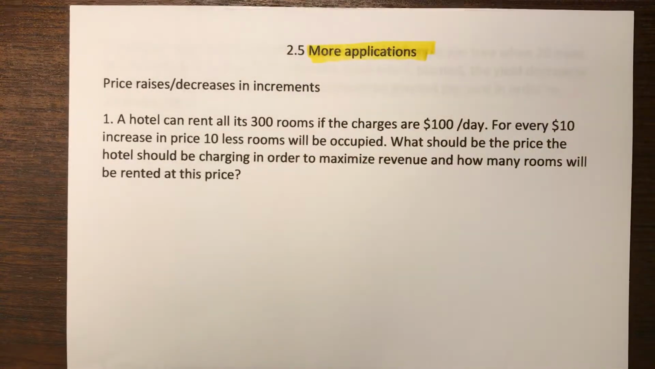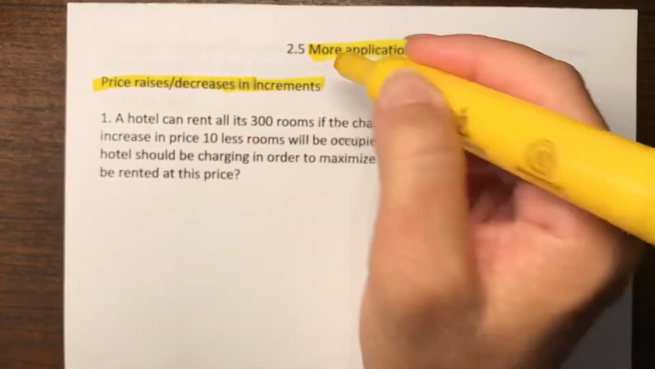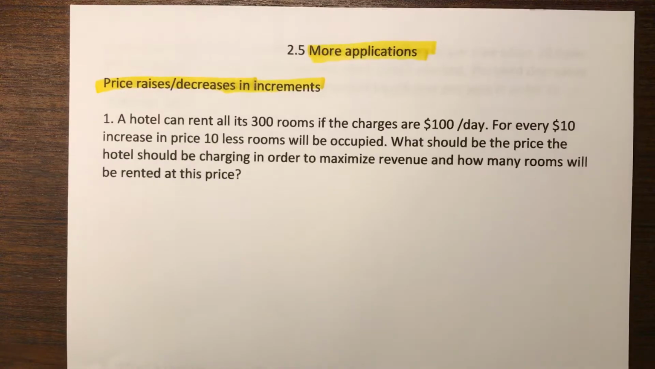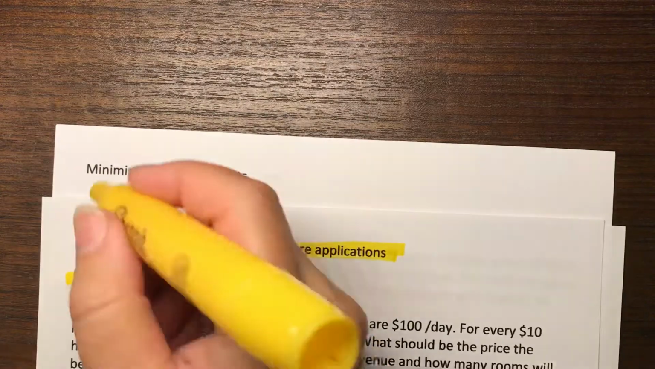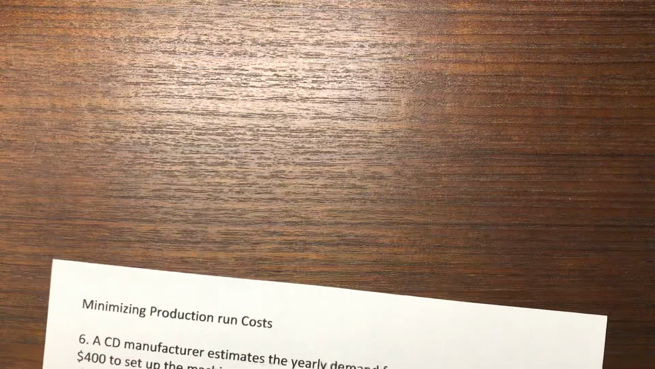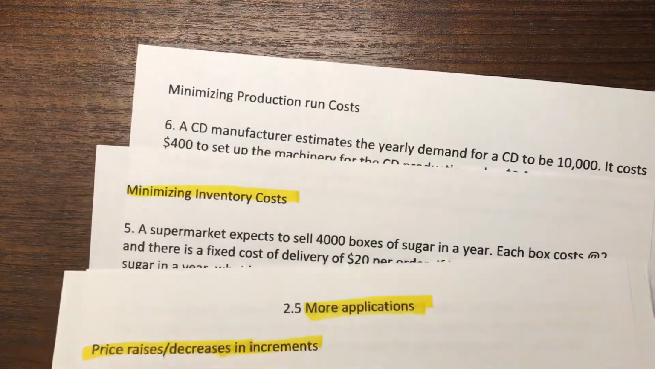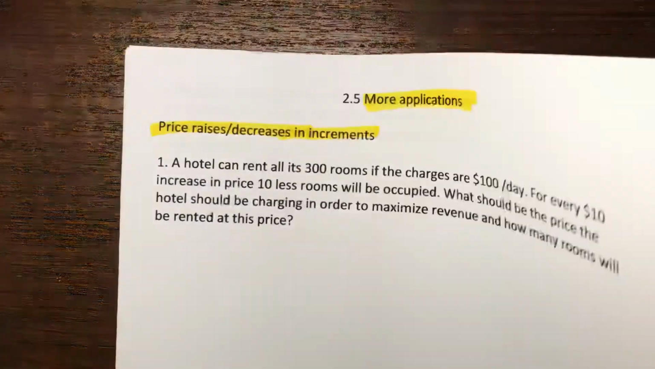Okay, so we'll really solve two different types of problems in this last section. One that involves what we call price raises or decreases in increments, and as we'll see, it really doesn't have to be just about the price. And one about minimizing inventory costs and production runs cost. Okay, so that's really the same type of problem, but looked at in two different ways. Okay, so let's get started.